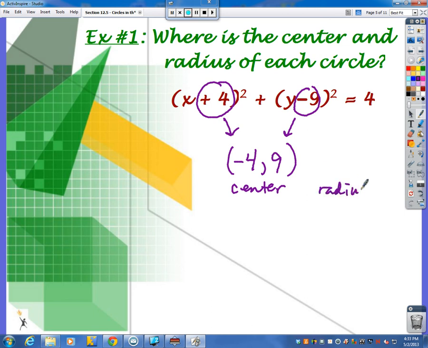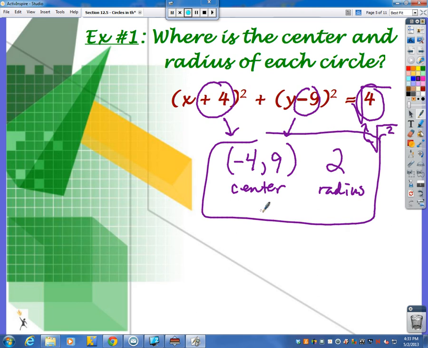And the radius, again, remember this number here doesn't represent the radius, it represents r squared. So how do we get r from r squared? We need to square root what's going on here, and we get that the radius is 2. And that's it. So if we wanted to graph this, we could. We could find out where the center is located, go 4 to the left and up 9, and then stretch out 2 in all directions from the center, and there's your circle.